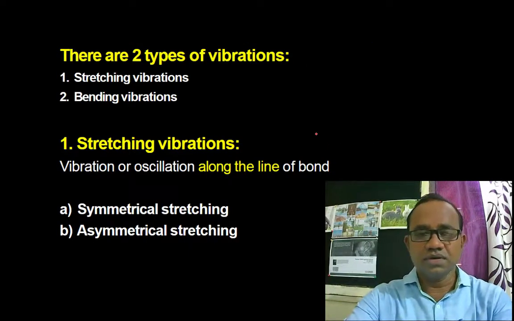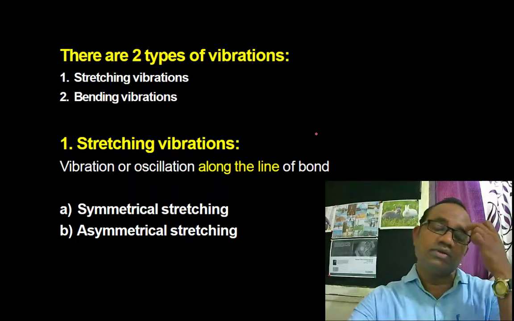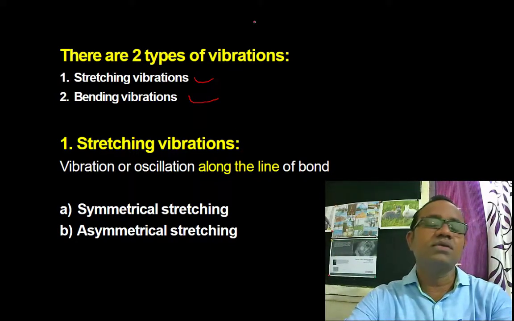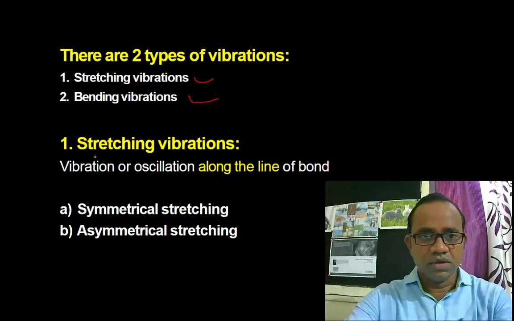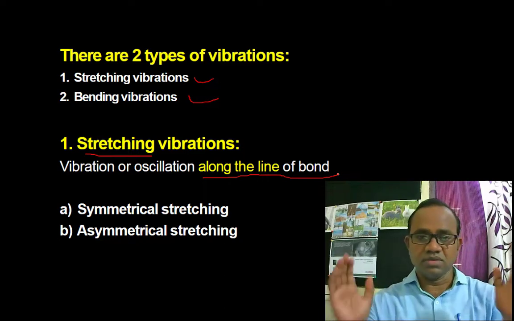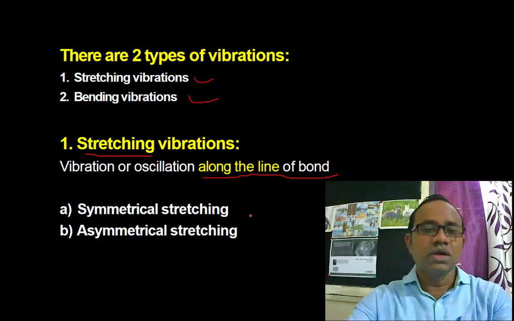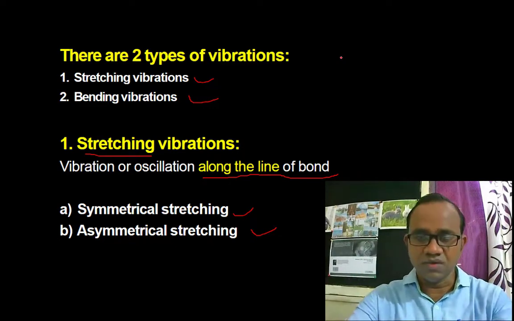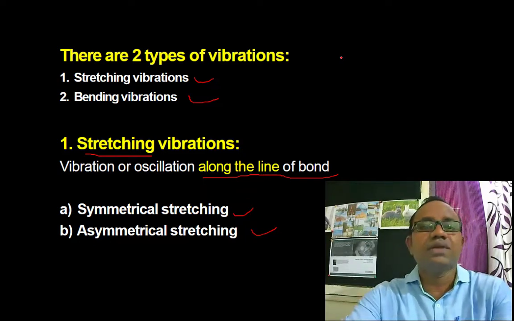So there are two types of vibrations that can be produced in molecules. One is the stretching vibration, another is the bending vibration. In stretching vibration, the atoms move along the line of a bond. That means they move in the plane of a bond. Stretching vibration can be of two types: symmetric stretching and asymmetric stretching. As I told you, the chemical bond can undergo vibrations upon the incidence of infrared light, right?